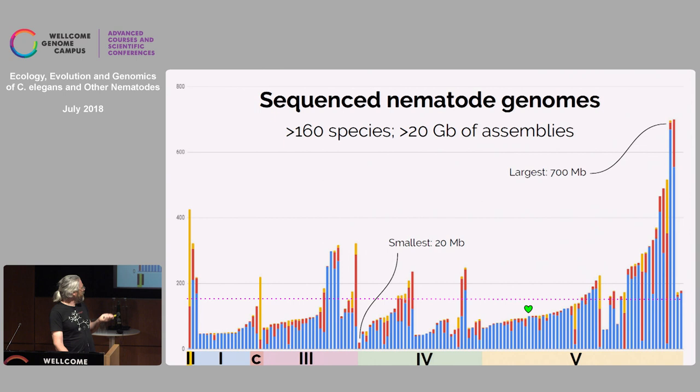The colors on these graphs tell you something about the quality of the assembly. So the blue bits are the length of the assembly that's in contigs greater than 10,000 bases. Then greater than 1,000 bases, then greater than 100 bases. I think you can see from this that some of the longest genomes have very poor assemblies. And we think that probably some of this long genome here may be due to poor assembly. But many of the genomes are actually very, very good now. So we have a lot of genomes from a lot of species across the tree.